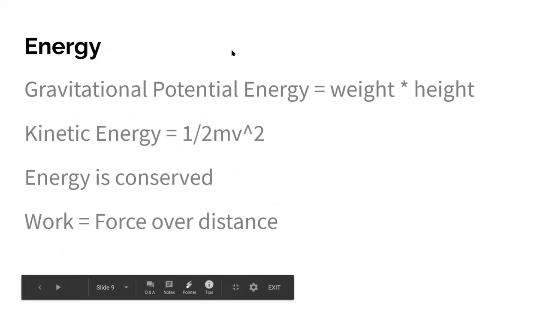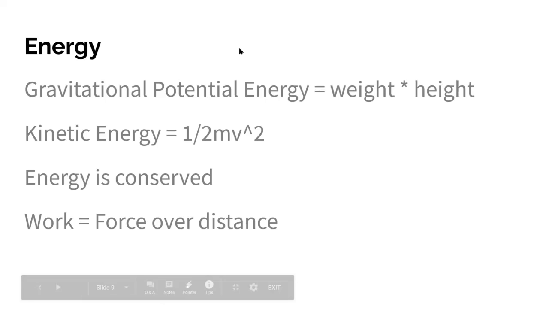Now, actually last but not least, energy. Gravitational potential energy equals weight times height. Now, what does this mean? Well, this means that the heavier something is, the higher its gravitational potential energy. Meaning, if something is very fat and it is up very high, it has very high gravitational potential energy. Now, kinetic energy, this one's a doozy, because this is half of your mass times your velocity squared.